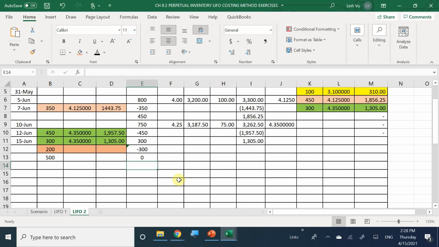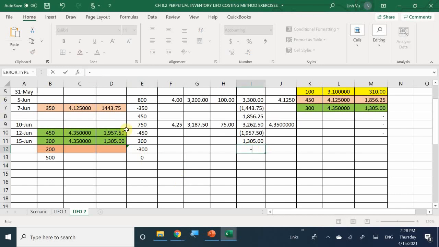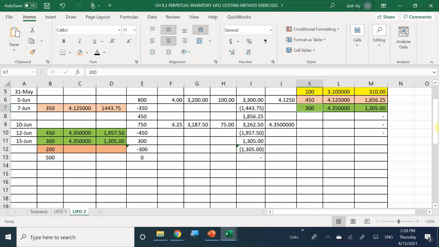Zero. Okay. Same thing here. If we took 1305 and subtracted out the 1305, we should get a remaining balance of 0. So in this case, I'm going to wipe my green account out. It's gone. Nothing left.